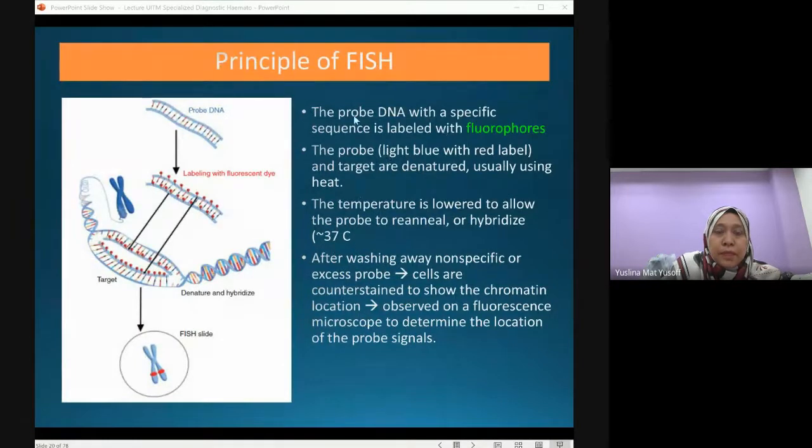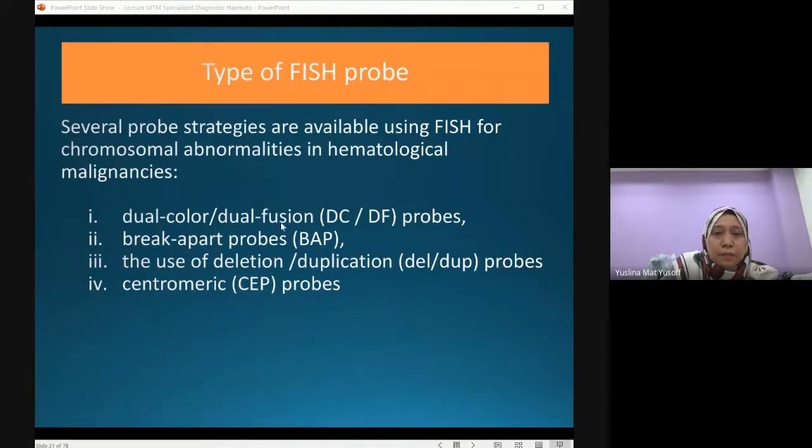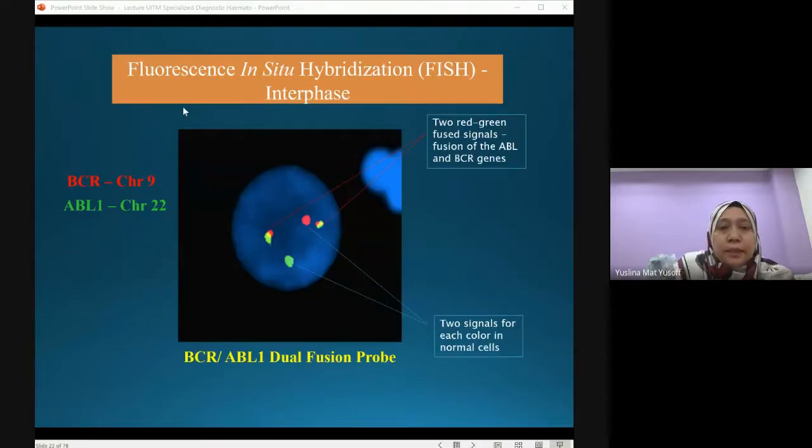So this is the principle. The probe DNA with a specific sequence is labeled with fluorophores, and the probe and target are denatured, usually using heat, and then the temperature is lowered to allow the probe to reanneal or hybridize. After washing away non-specific or excess probe, cells are counterstained to show the chromatin location, and observed on a fluorescent microscope to determine the location of the probe signals. We have a few types of probe: the dual color dual fusion probes, break apart probes, the deletion duplication probes, and centromeric probes.